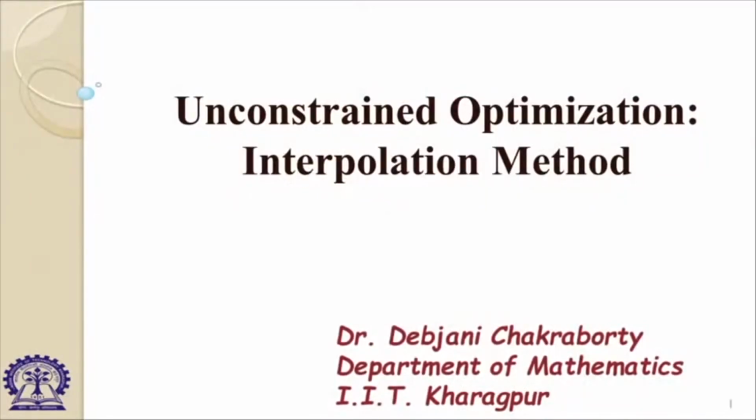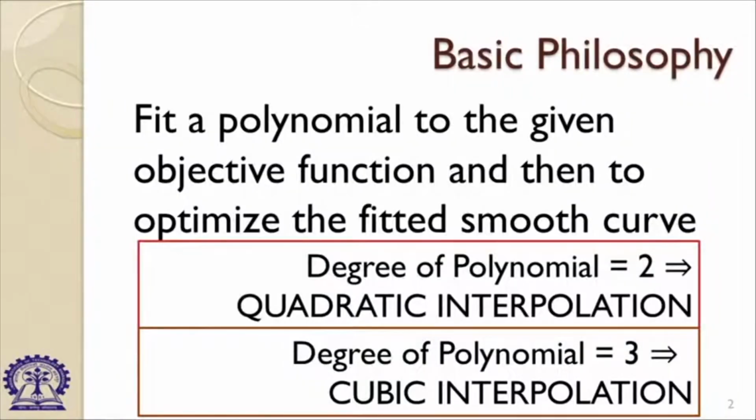Here also the same thing: we have a function that we need to optimize, that is either maximize or minimize, and we will consider the interpolation technique here. There are different methodologies available. If we interpolate a quadratic polynomial, that is, the degree of the polynomial is 2, then that is called the quadratic interpolation. If the degree of the polynomial is 3, that is called the cubic interpolation technique.